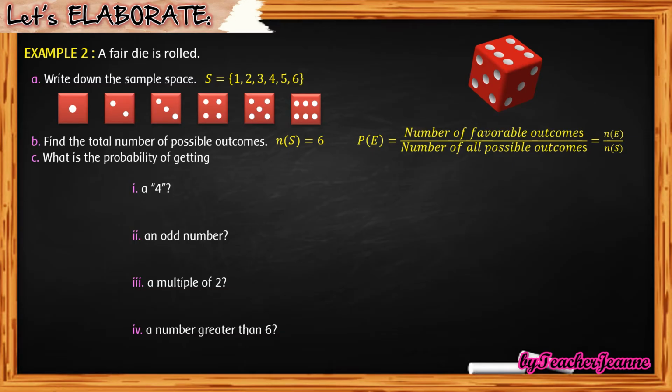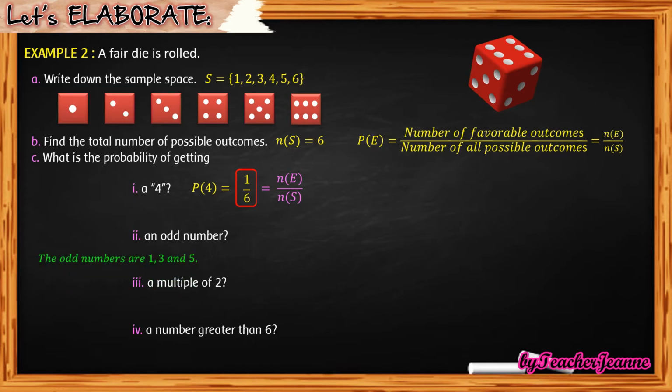So we are going to use the formula: the probability of an event is equal to the number of favorable outcomes, or n of E, over the number of possible outcomes, or n of S. So the probability of 4 is 1 over 6. We only have one favorable outcome out of 6 possible outcomes.